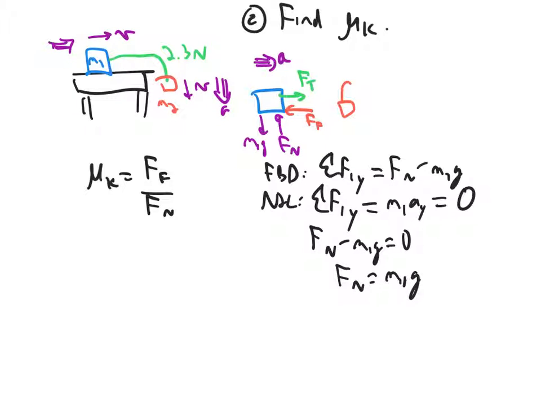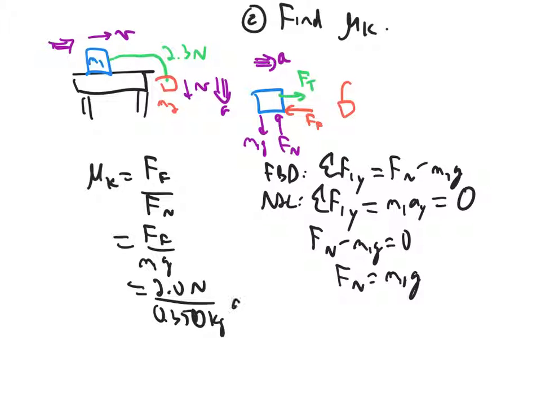And again, you probably didn't have to do all of that. You could probably assert that just from the picture, and it would have been fine. So over here we have Ff over m1g, or 2.0 newtons over 0.350 kilograms times 9.81 meters per second squared, which is 0.58 as a coefficient of friction.